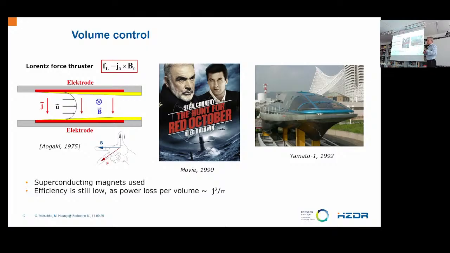In order to achieve reasonable thrust, you typically need very high magnetic fields, and typically superconducting magnets are being used, and actually were used in an experiment that the Japanese did in the 90s, where one could really see that the ship is moving. However, the critical aspect of that story is that the efficiency is still low, as the power loss, the ohmic losses in the liquid, scale with the square of the current density divided by the electrical conductivity of the medium, which is low and which makes this dissipation large.